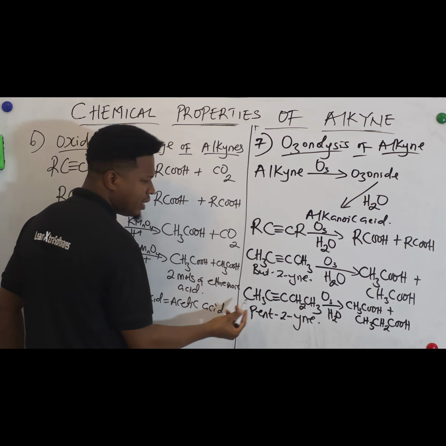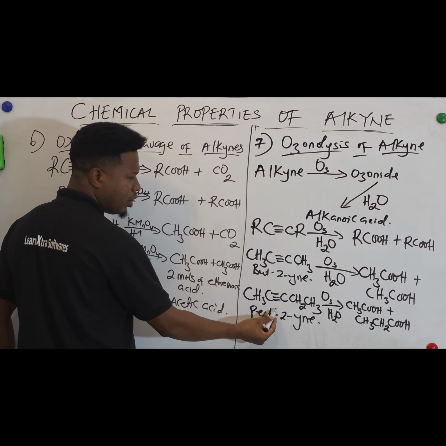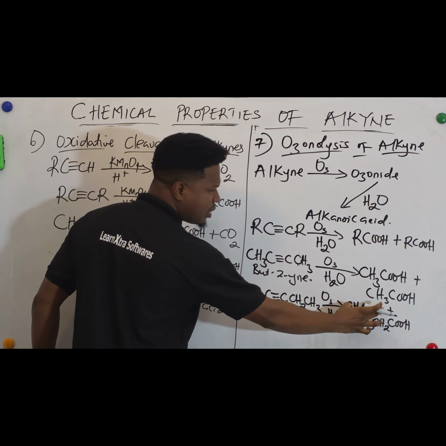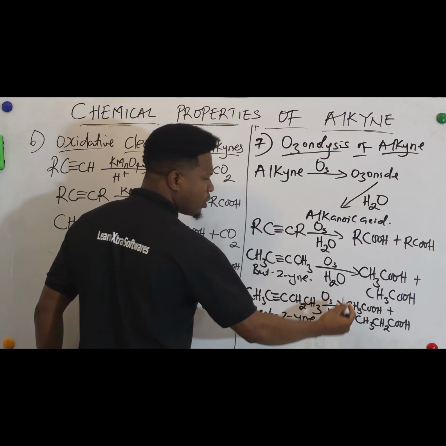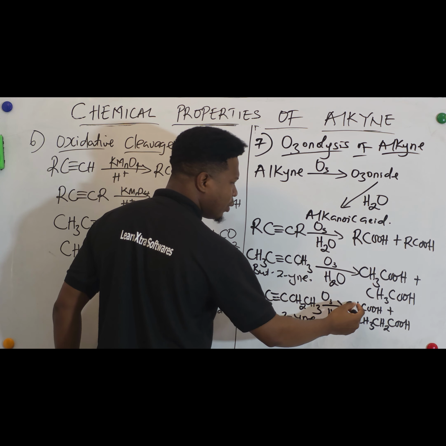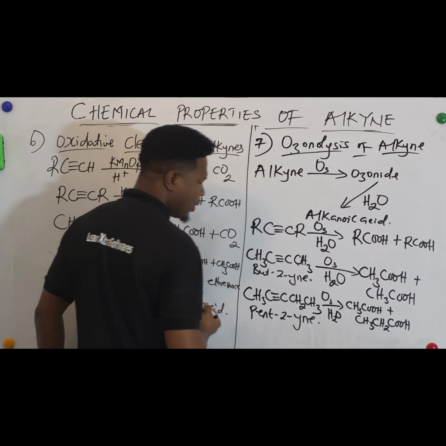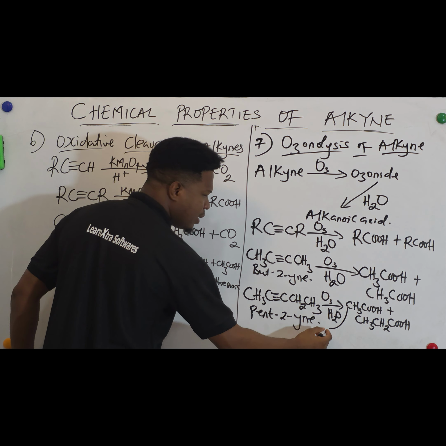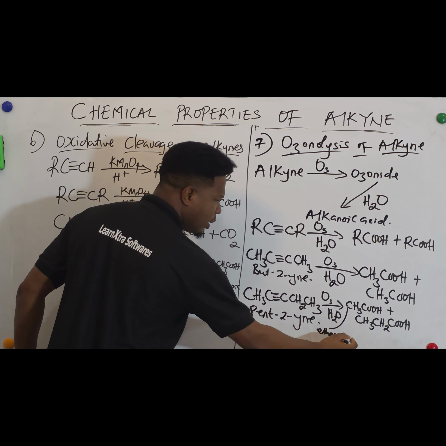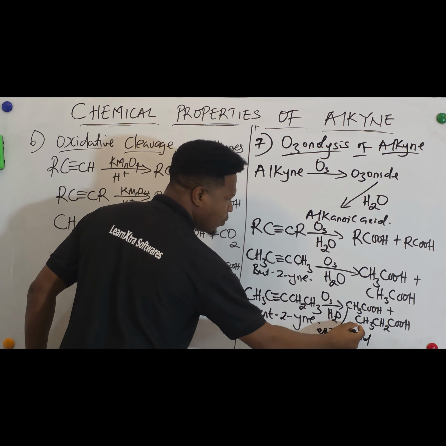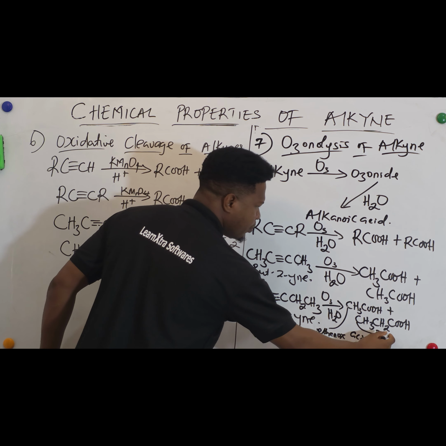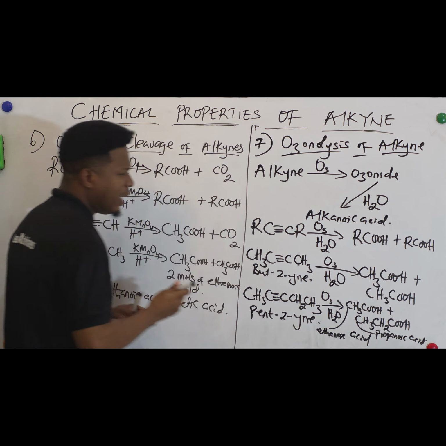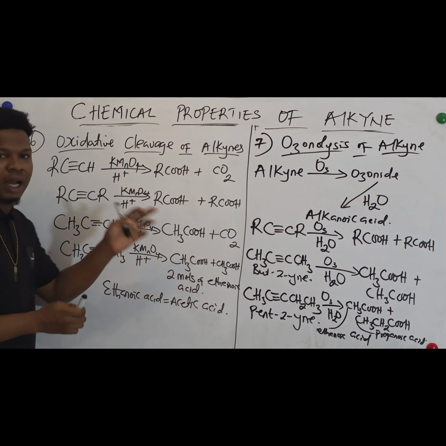So watch how I did it. If you cleave from here, you insert OOH to this side, insert OOH to this side. So you have this and you have this. The answer to this question is, the first one is ethanoic acid. This second one here is what? Propanoic acid. So at the end of this reaction, we are going to have this.